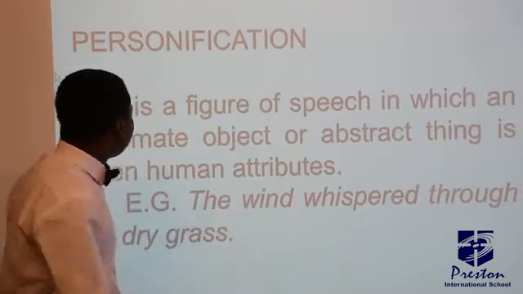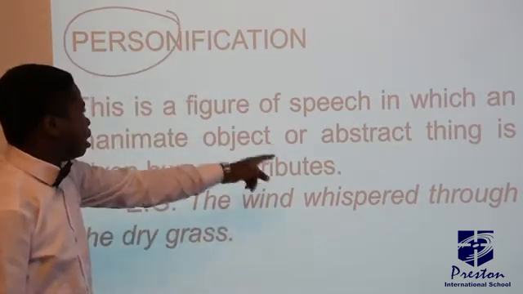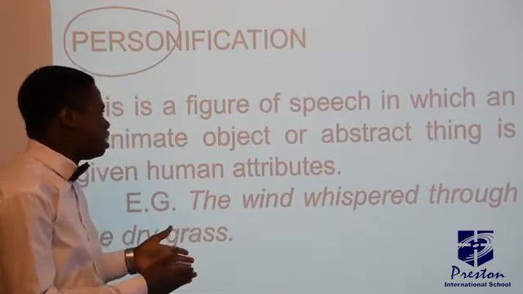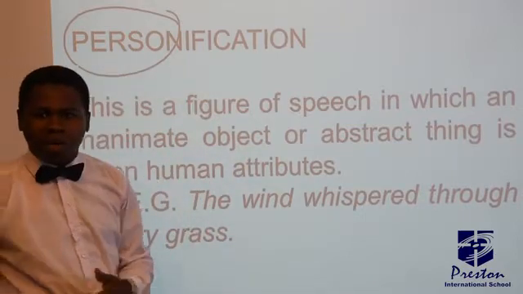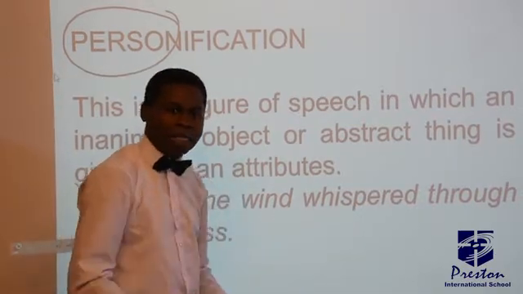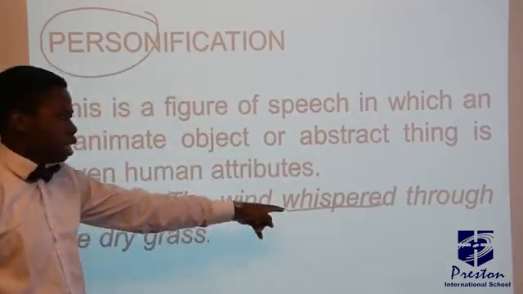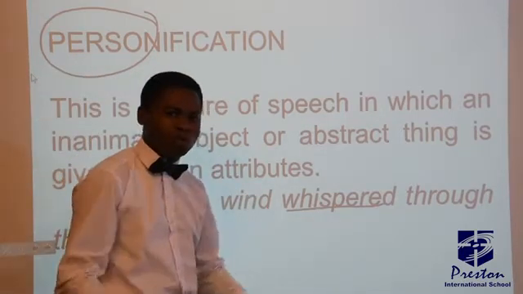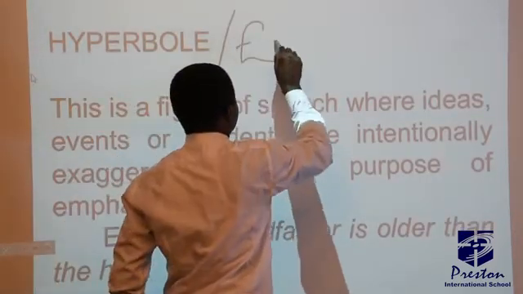Personification. As the name implies, we have one root word here, person. Okay, so this is a figure of speech in which an inanimate object or abstract thing is given human attributes. That is, it is personified. Okay, what it cannot do, it's given that ability. Okay, the wind whispered. So, of course, here, what comes to your mind is the fact that the wind was producing some sounds.